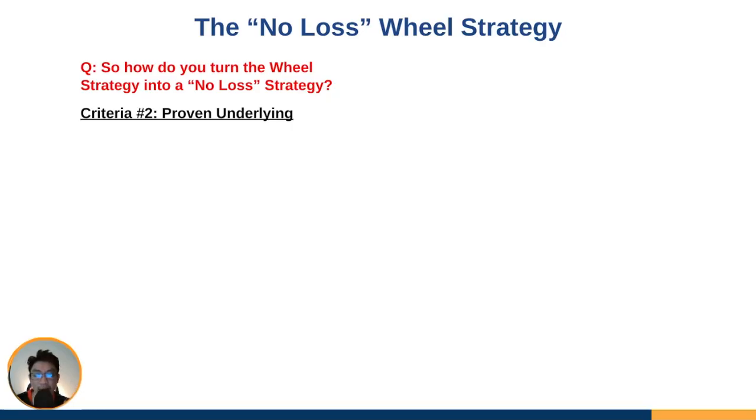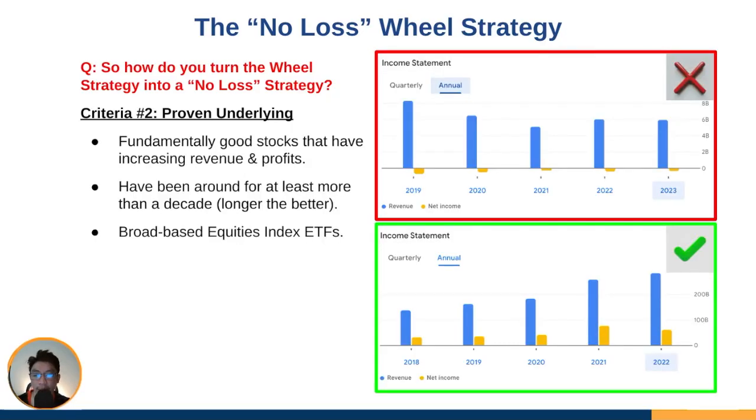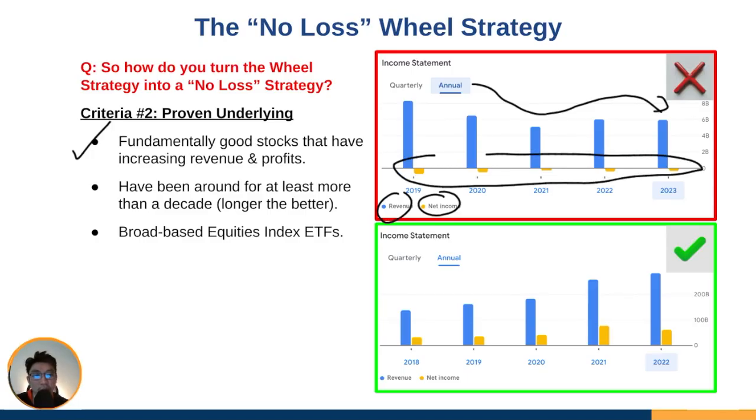So what exactly is a proven underlying? Well, basically, it's fundamentally good stocks that have increasing revenue and profits. That is the very first point. So I want you to take a look at these 2 income statements down here. The one at the top, you can see the revenue in blue and the net income in yellow, and it's pretty erratic, right? The revenue is going down, going up, going down. And the worst thing is that your net income is all in a loss.